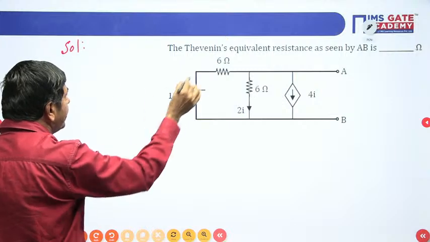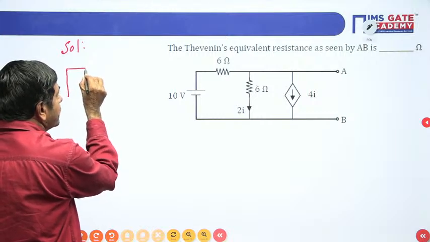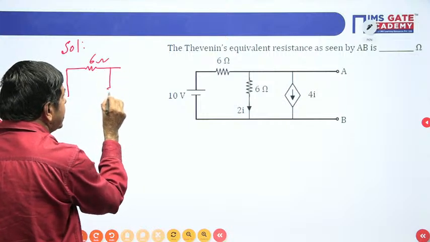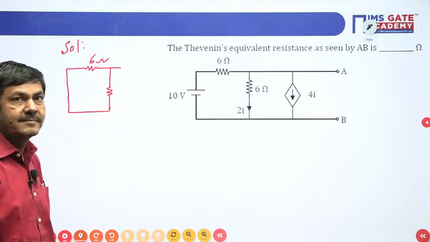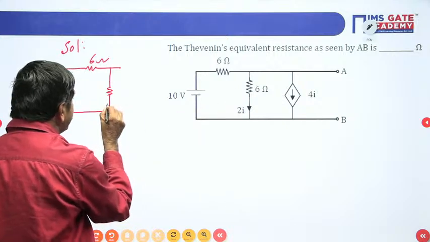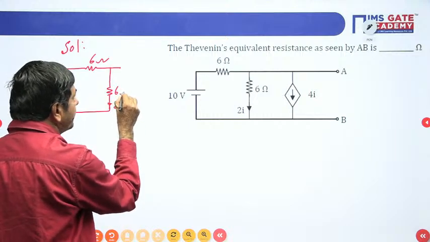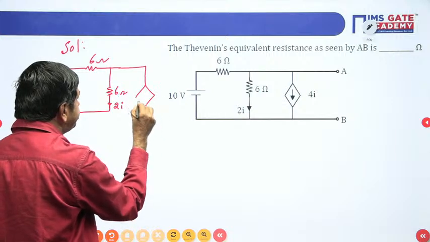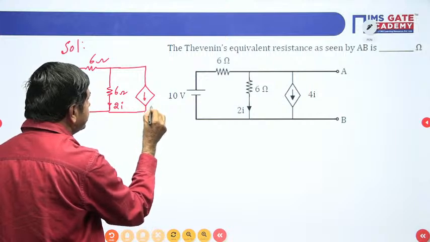The circuit we get: wherever the independent voltage source is given, that must be shorted. There is one 6 ohm resistor, and a 6 ohm resistor on this side. This is one more 6 ohm resistor. Here the current passing through this 6 ohm is given as 2I. This is 6 ohm. There is one dependent source, that source is to be taken here. This current is given as 4I.